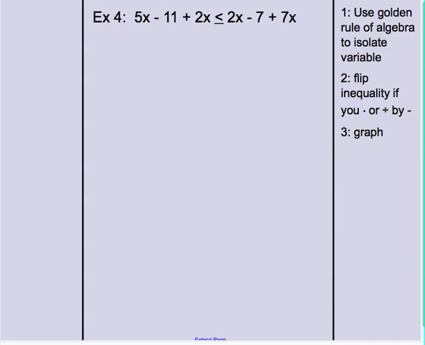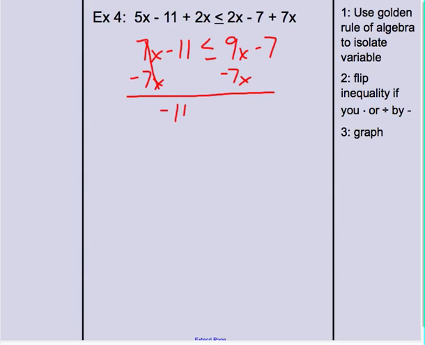So here now I've got like terms on both sides of the inequality. 5x plus 2x on the left-hand side gives me 7x minus 11. 2x plus 7x is 9x minus 7. Make sure you're only combining your like terms, that you don't combine x terms with number terms. Those aren't like terms. Again, in order to get my x's together, I want to move the variable with the smaller coefficient. So I'm going to move 7x.